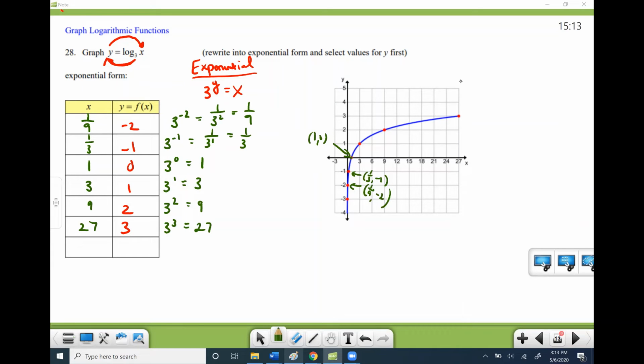Let's recap it. We don't think of it as a logarithm. We think of it as exponential. And the weird part is we don't pick x's, we pick y's. That's the weird part. Alrighty.